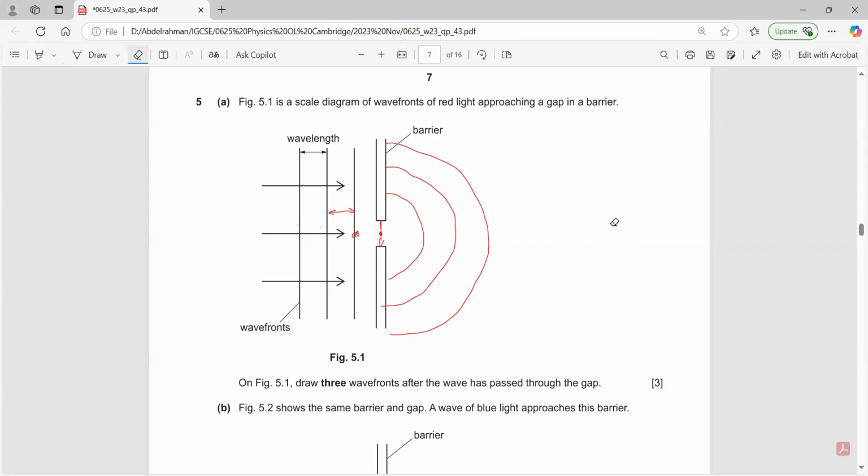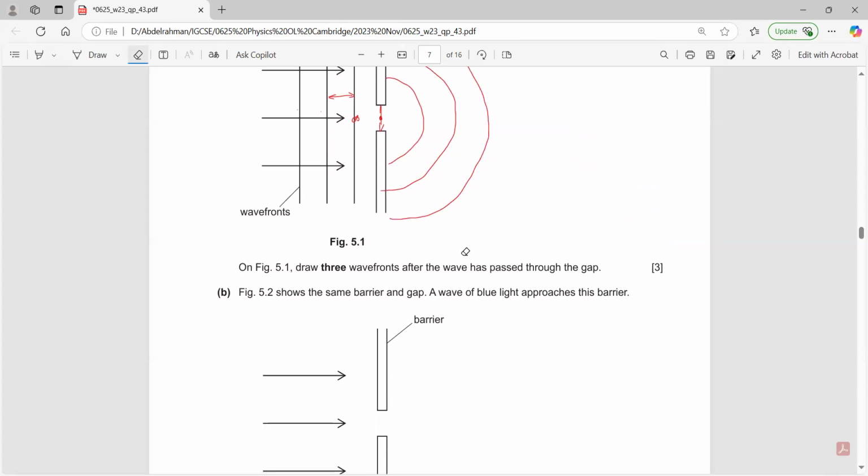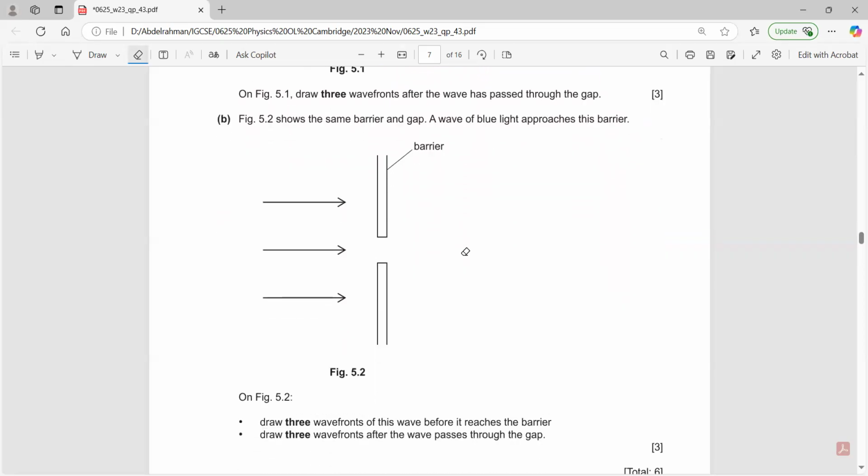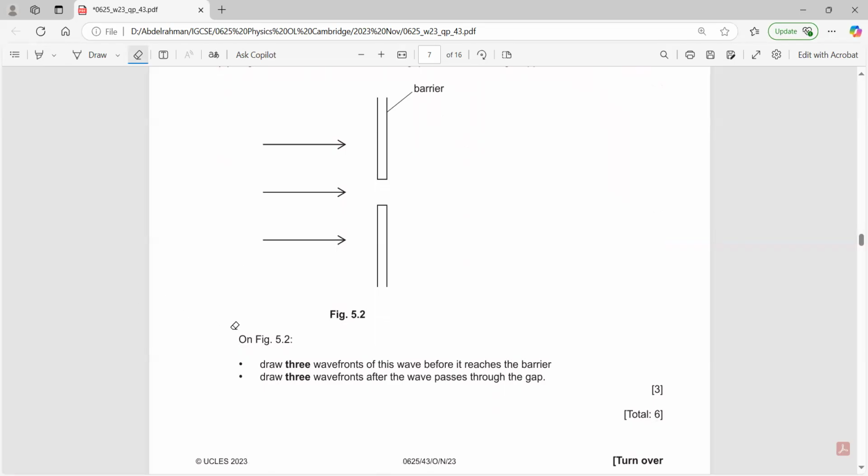Moving on to the next question. Figure 5.2 shows the same barrier and gap. A wave of blue light approaches this barrier. On figure 5.2, draw three wavefronts of this wave before it reaches the barrier, and three wavefronts after it goes through the barrier.